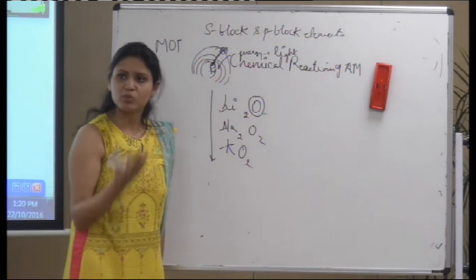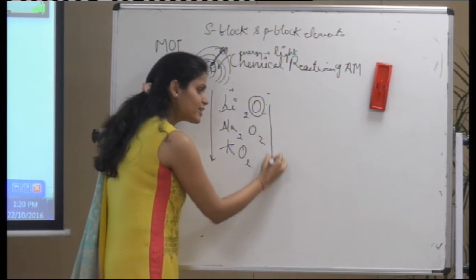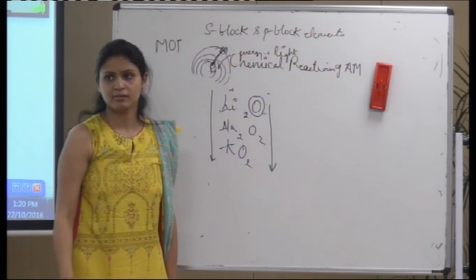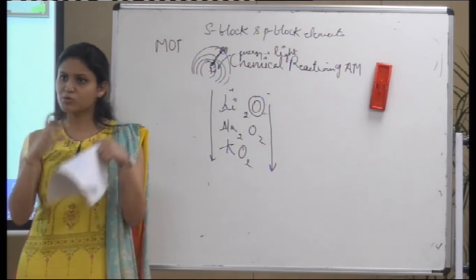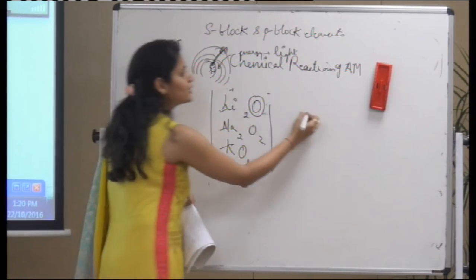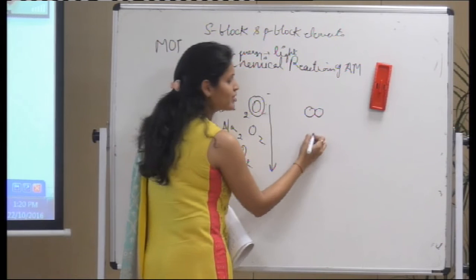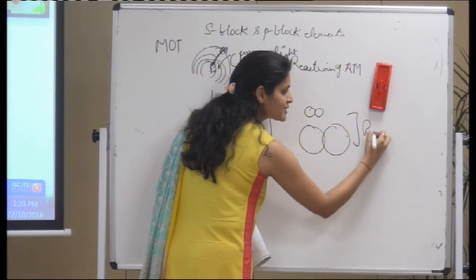Counter ion means opposite ion. If this is cation, this is an anion. The size of the counter ion, the anion, is also increasing. A small thing would prefer a big thing to bond, or a small thing would prefer a small thing to bond? Small. A small thing would always prefer a small thing to bond, and a bigger thing will prefer a bigger thing. This is called Pearson principle.